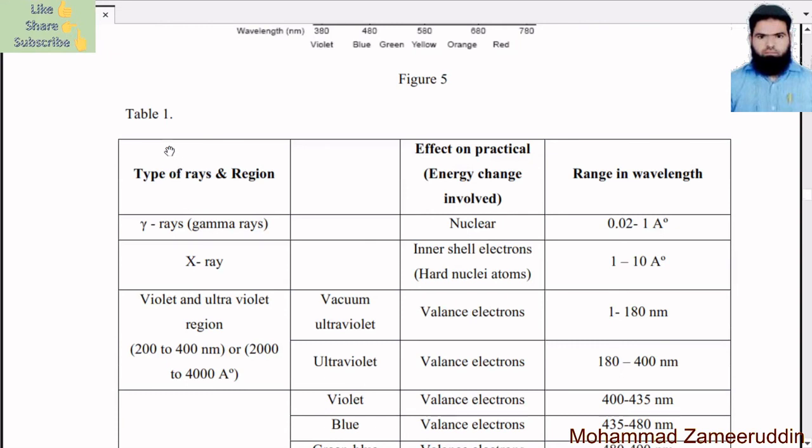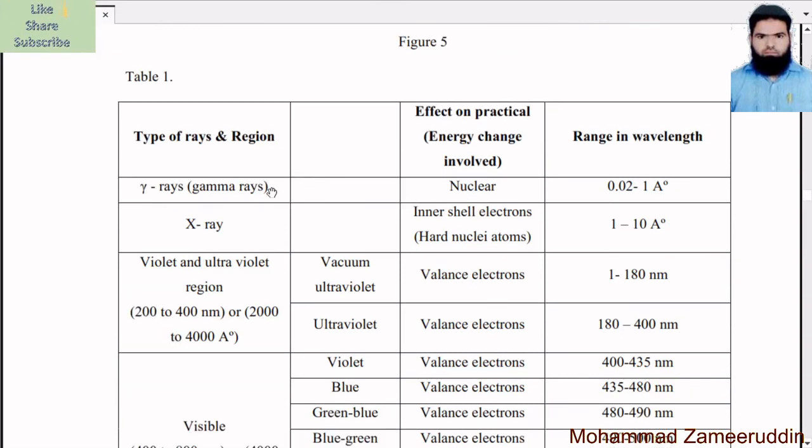So in tabular form I want to depict the different regions of the spectrum and the practical changes involved. Here, gamma rays, if they interact with matter, bring about energy changes in the nucleus of the atom. It is assumed that gamma rays are very harmful to the human body, since they change the energy of the nucleus of the atom.